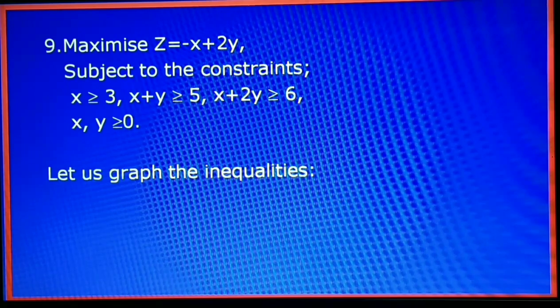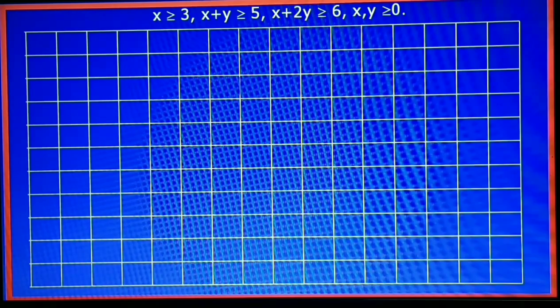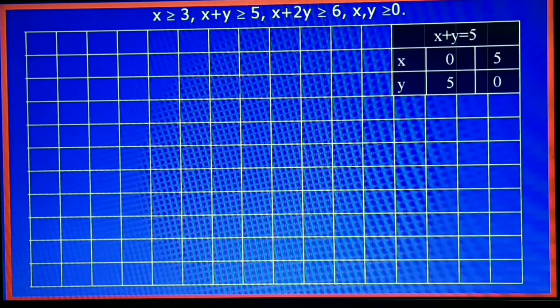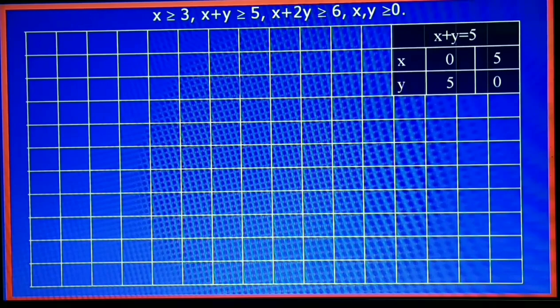Take the given inequalities. x is greater than or equal to 3, x plus y is greater than or equal to 5, x plus 2y is greater than or equal to 6, x, y is greater than or equal to 0. Write the corresponding equations. First one is clear, x is equal to 3. We will get a line parallel to the y-axis.